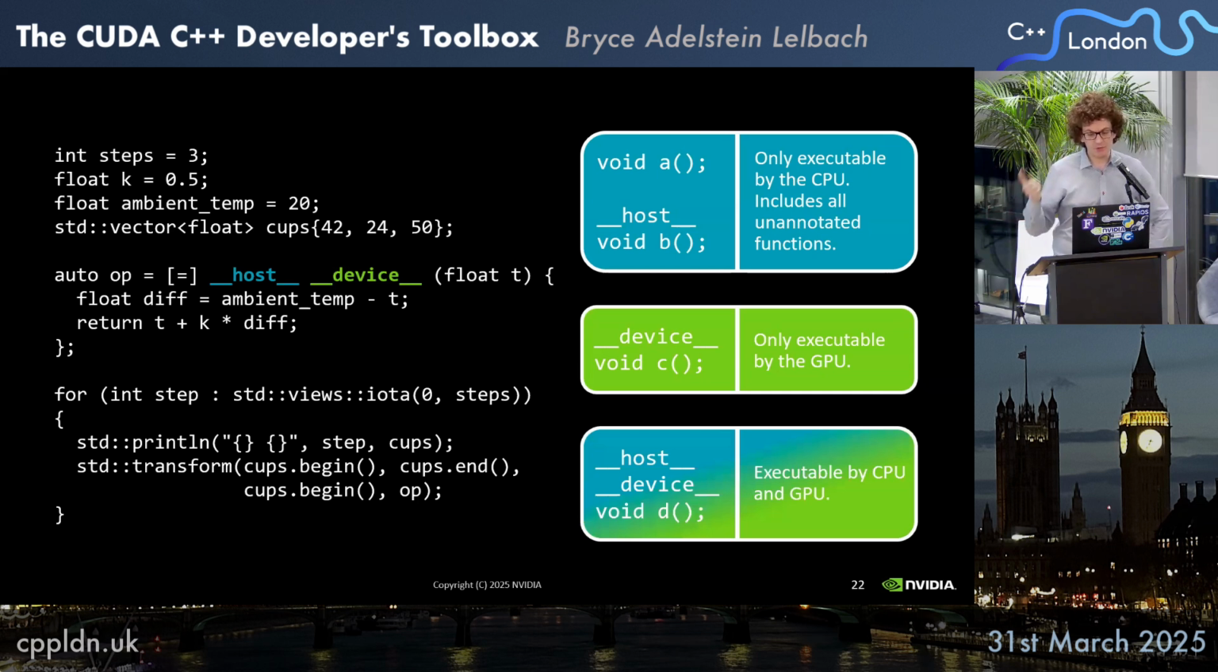But if a function has both the host and the device annotation, then it can be used on both the CPU and the GPU. And that's what we've used on our operator here. So now our operator can run on the GPU, but we still need to actually invoke it there.